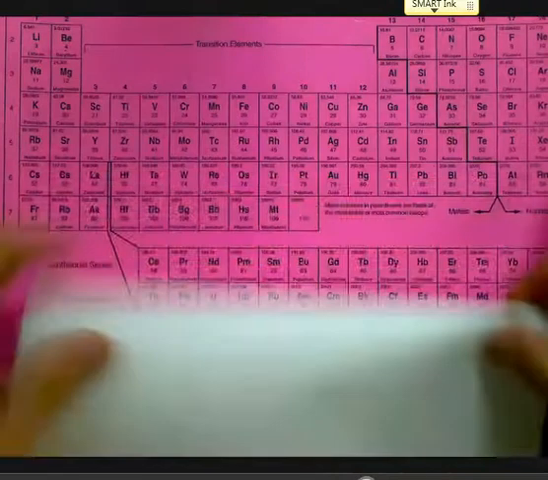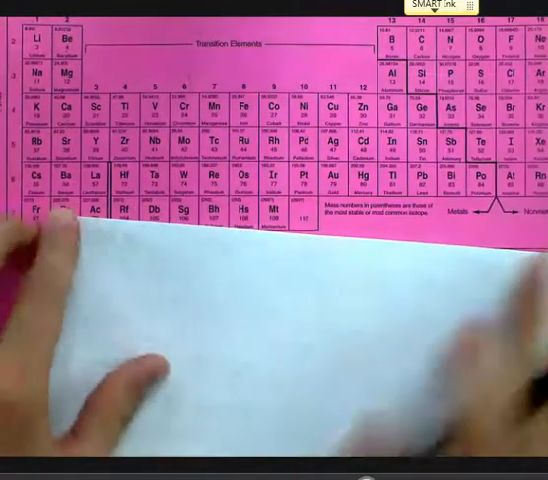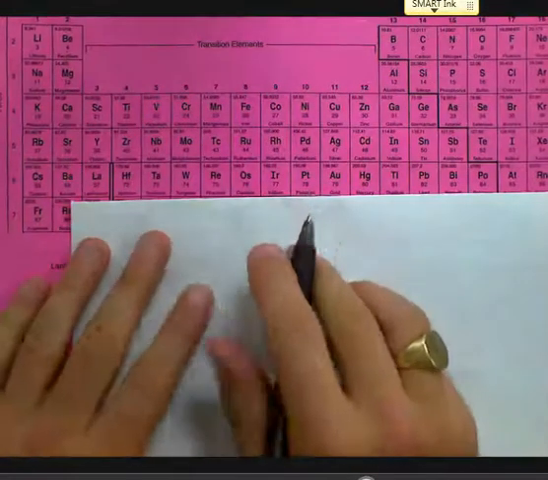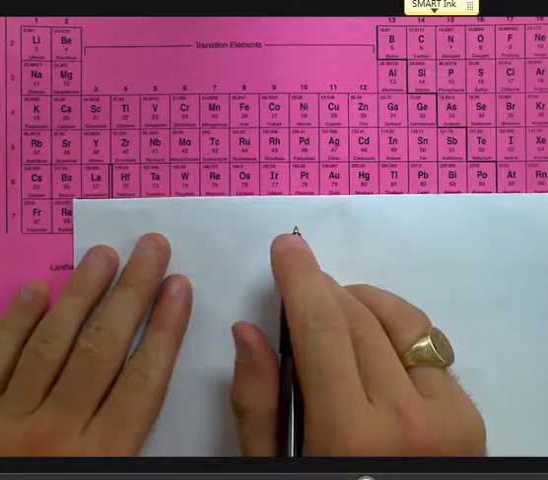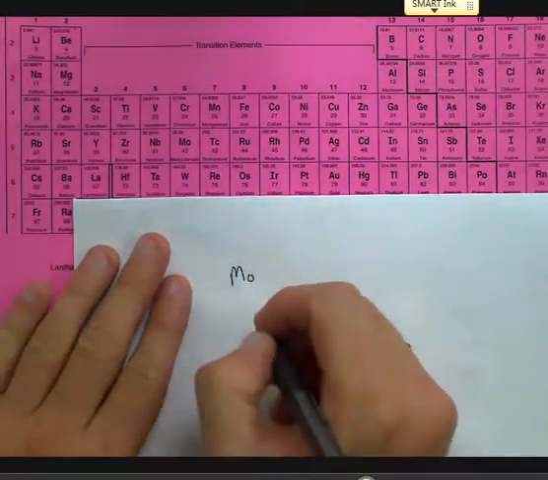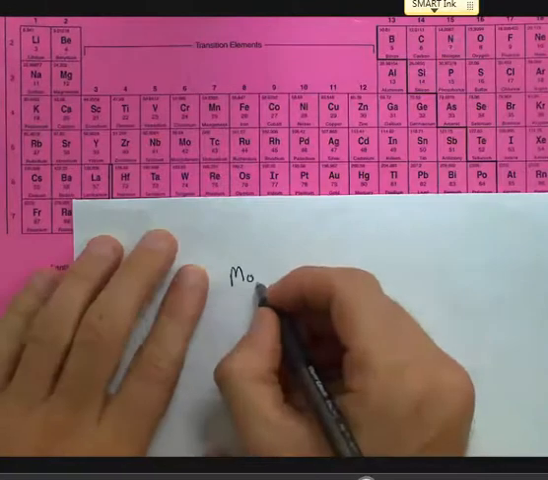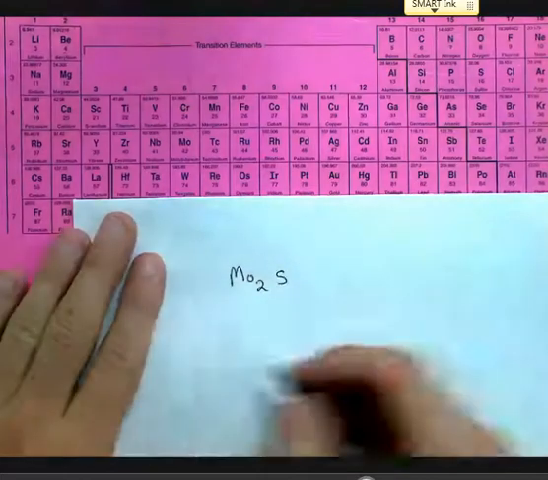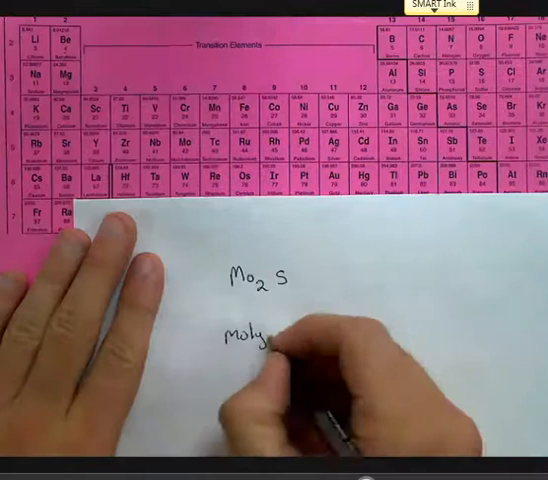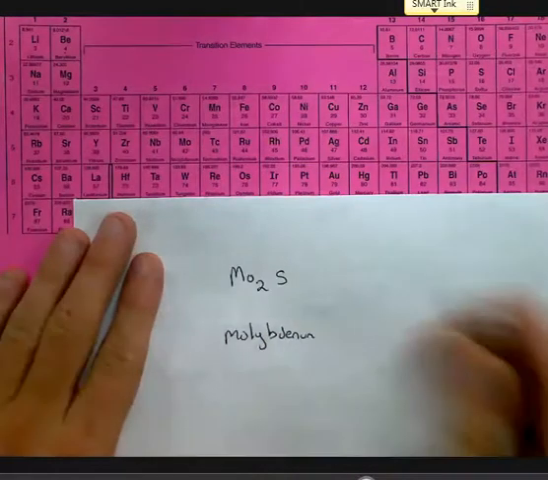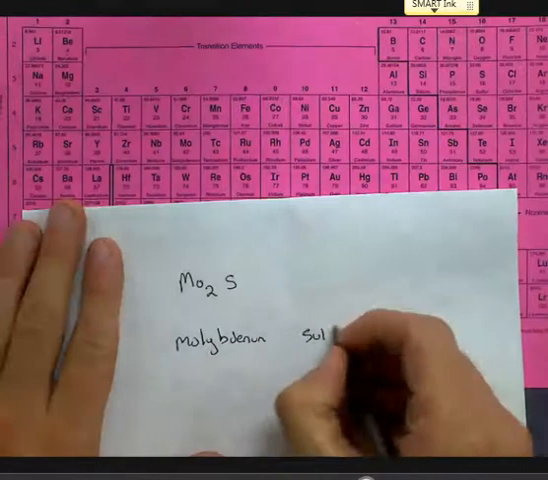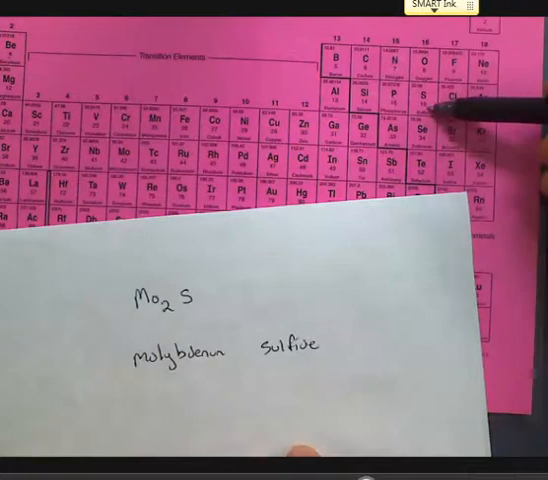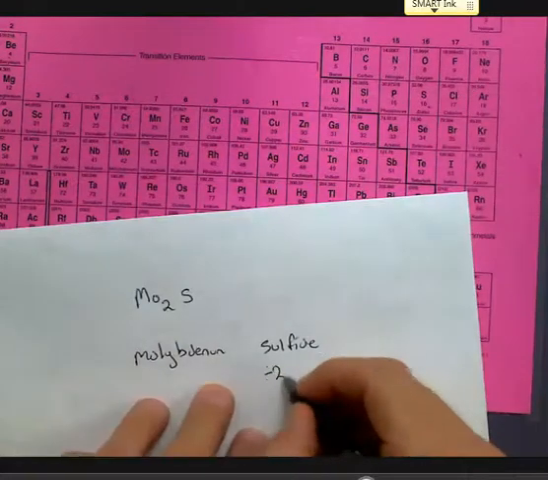Take a look at one more example. How about we look at this one? Let's use, how about molybdenum? And we'll say it's Mo2S. Well, we know molybdenum, there we are. Molybdenum, and S is sulfur, so becomes sulfide. We know that sulfur over here has got 6 valence electrons, so it's going to want to gain 2 more and end up with a charge of -2.